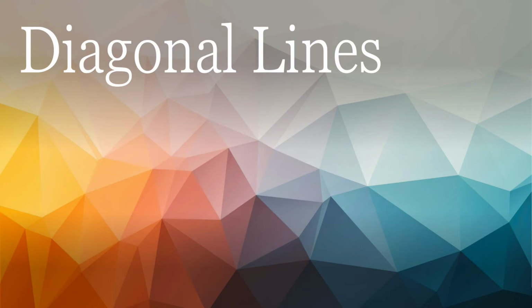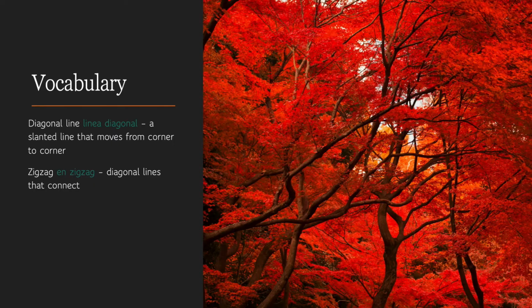Hello, this lesson introduces diagonal lines. Diagonal lines are slanted lines and they make artwork look busy. So we're going to learn about how diagonal lines look in different artworks. But first we're going to go over some vocabulary.